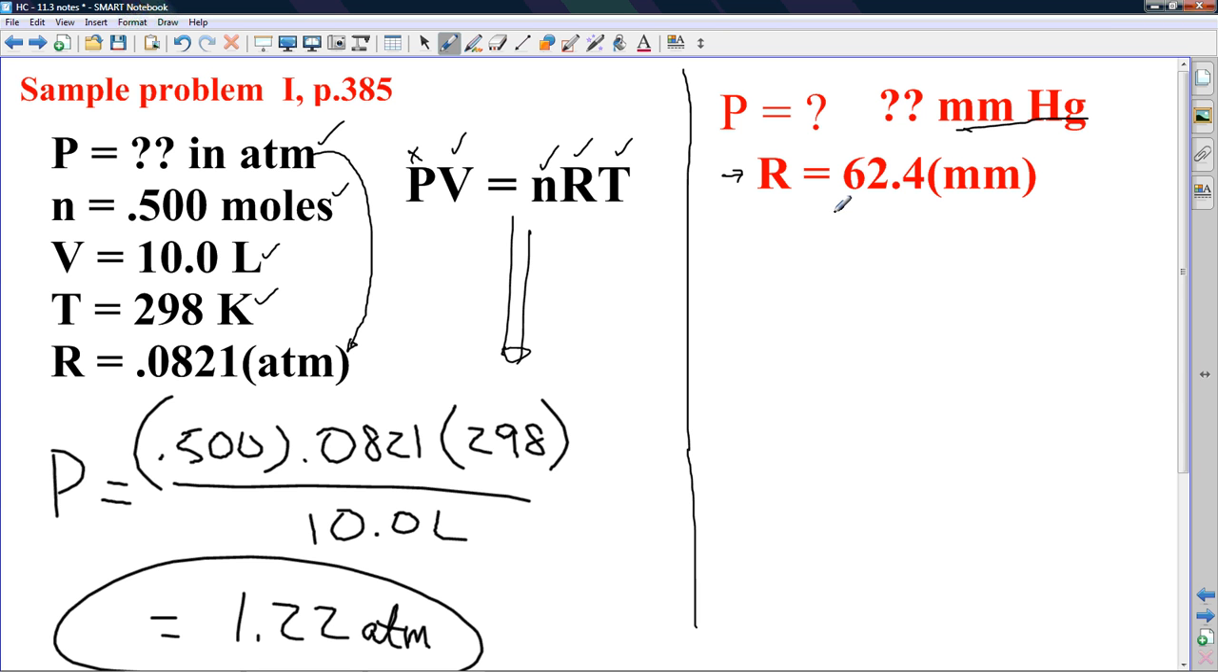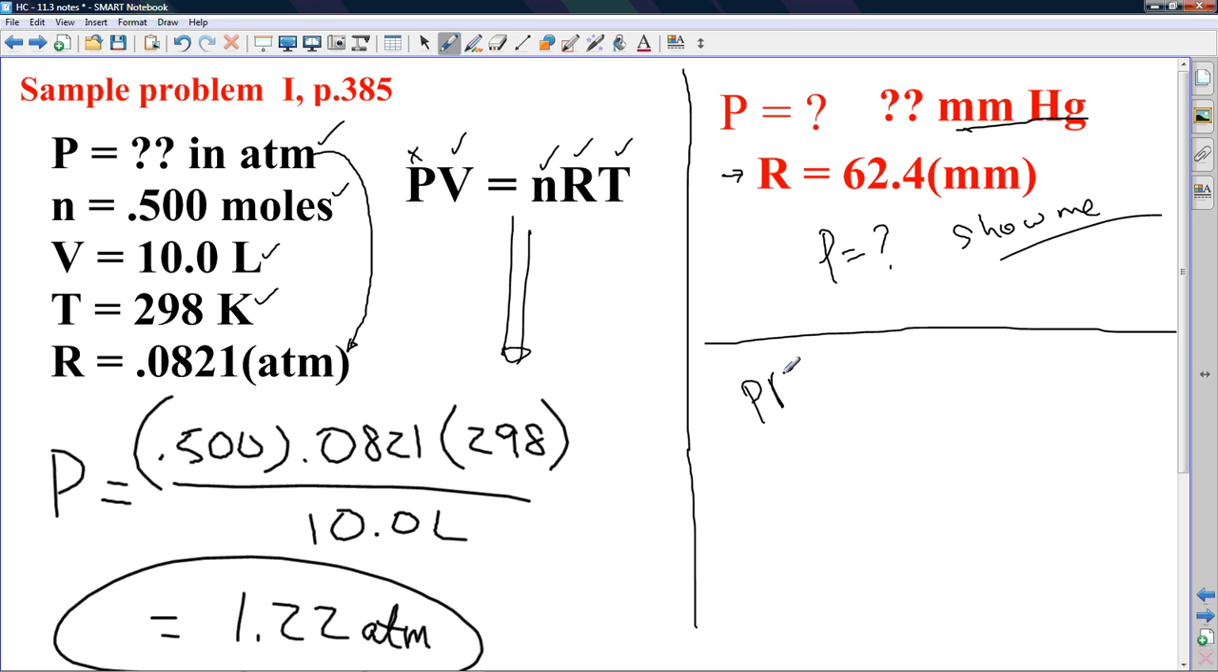Different R value, same type of calculation. Sure, we're going to get a slightly different answer, but we've changed units. So what I want you to do is work through this problem and obviously show me how you did on this. The other two, just because we're working through this, are practice problems 1 and 2 on page 385, right after sample problem I. Those are good ones too, just to make sure that you know what you're doing and we don't have any issues there.